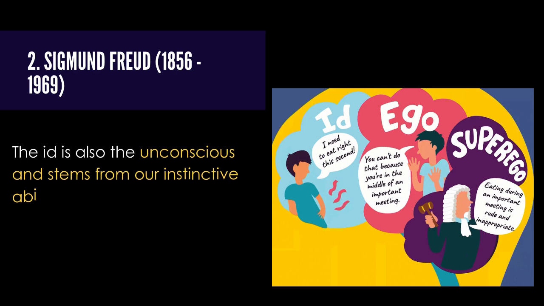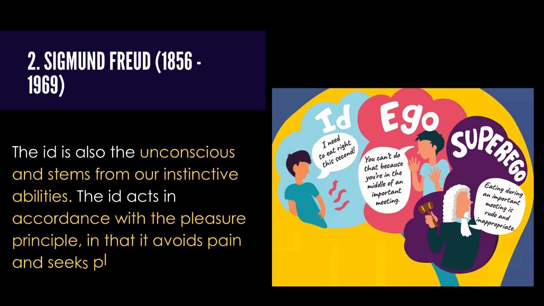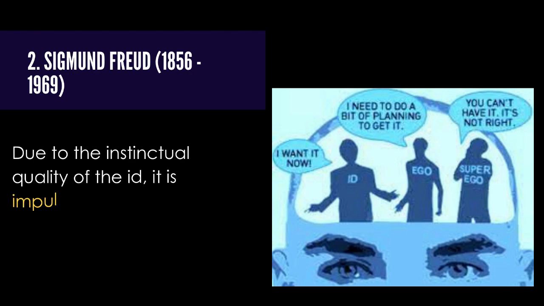The id is also the unconscious and stems from our instinctive abilities. The id acts in accordance with the pleasure principle, in that it avoids pain and seeks pleasure. Due to the instinctual quality of the id, it is impulsive and often unaware of the implications of actions.